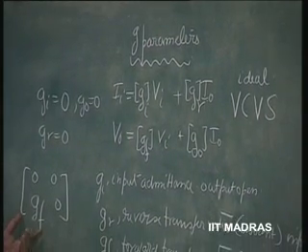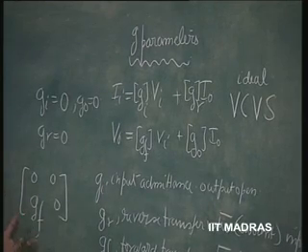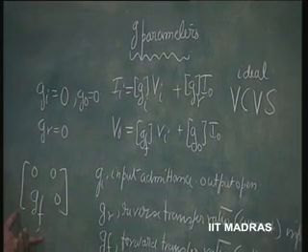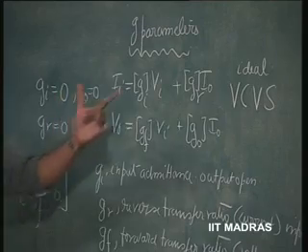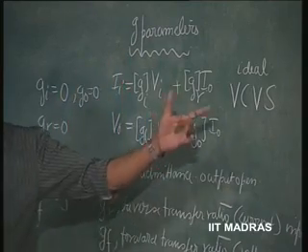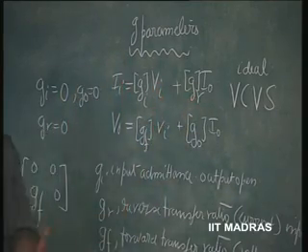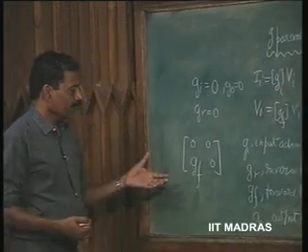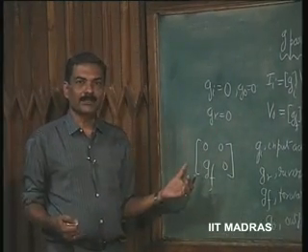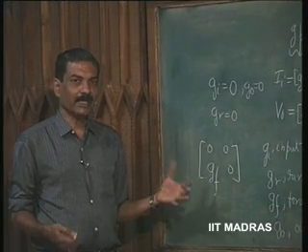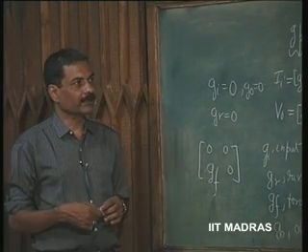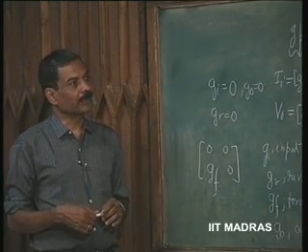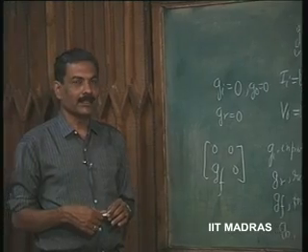We do not have any device which can really represent this so nicely as BJT represents the current control current source, but we can make a combination of these devices and obtain a device which is close to an ideal voltage control voltage source. That is the part of exercise which we will be pursuing in most of the lectures in this series.